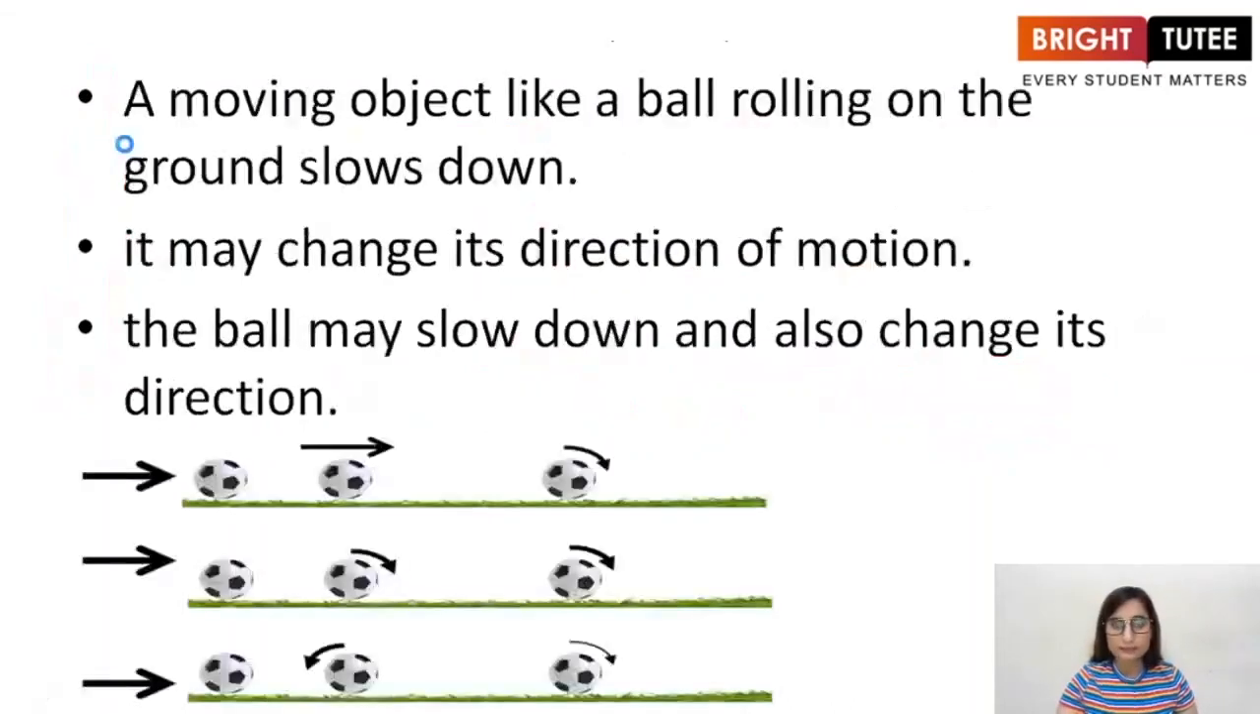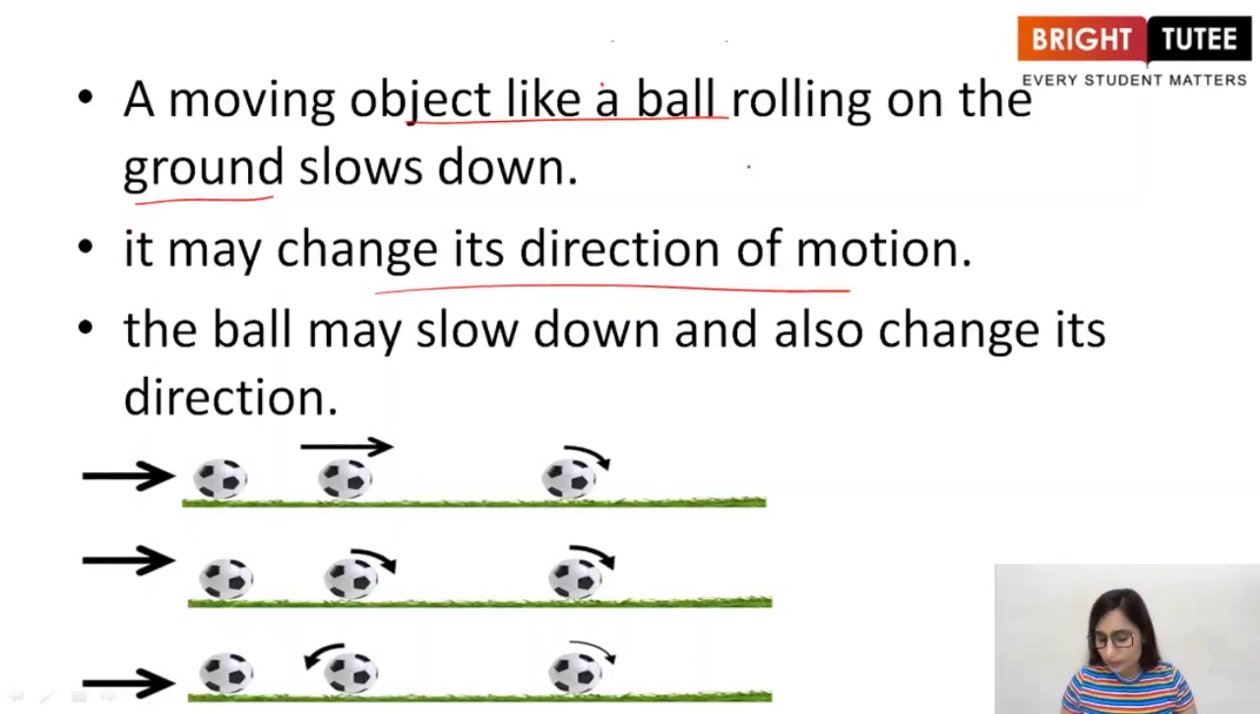Let us start. Students, taking a very general example, you play all the time with football or cricket, with any ball. A moving object like a ball rolling on the ground slows down. For example, if you kick a football, after rolling for some time, it stops. It slows down, so it is not as fast as when you kicked it. It may also change its direction of motion.